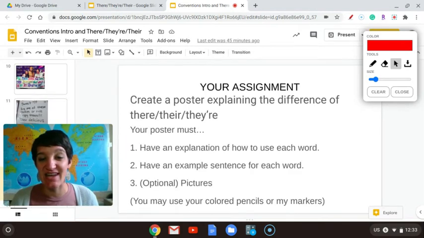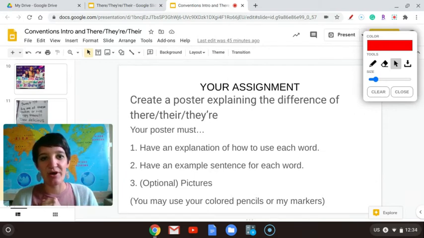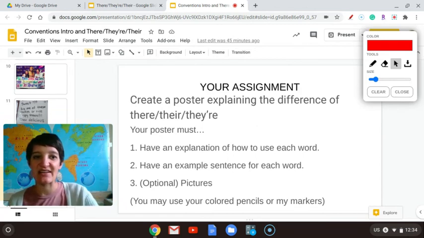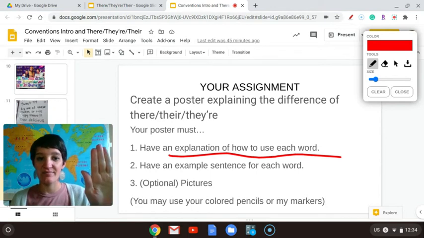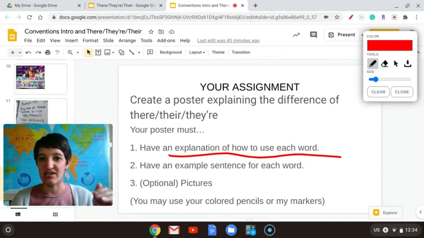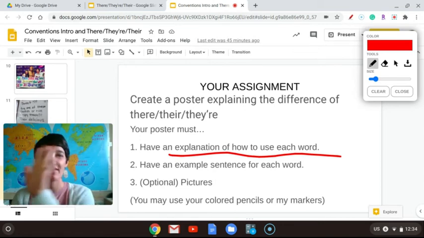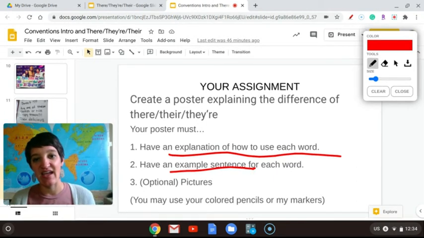All right, your assignment today. You are going to create a poster explaining the difference between there, their, and they're. Okay, your poster must have two things. It must have an explanation of how to use each word. So there is a location. Their is when you're talking about something that someone owns. They're is a contraction of they are. So it has to have an explanation for each word. Plus it has to have an example sentence, okay?